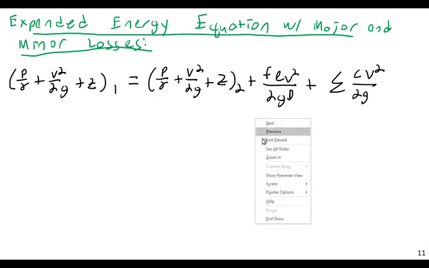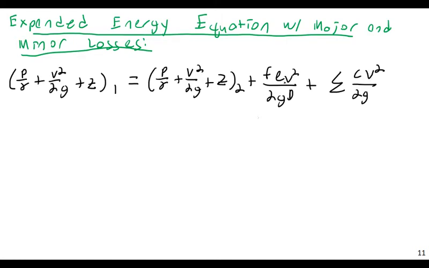C V squared over 2g. That D or L? Oh, that's a V. No, I mean that one. This one? Bottom. Next one? No. D. It's a D? Okay. Yeah, sorry, that's a D. If you can't read my terrible handwriting.